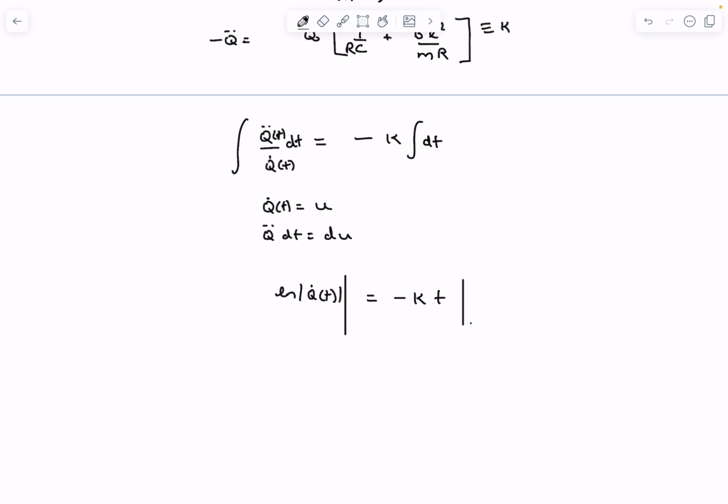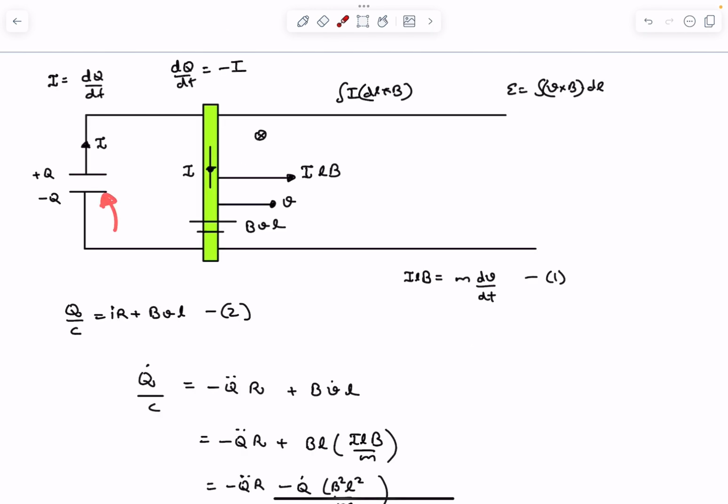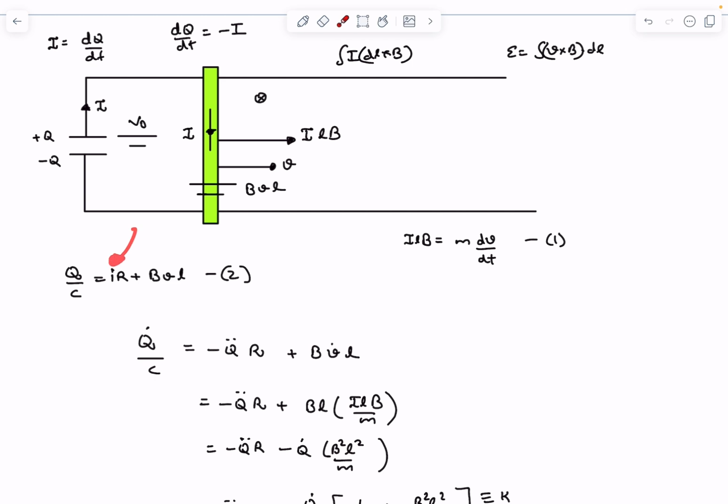So at time t equal to 0, the value of q dot, and q dot is just the current, right? So we want to figure out the value of the current at time t equal to 0. Clearly there won't be any motional EMF because the motion hasn't started yet, right? The rod doesn't have any velocity. So the capacitor is going to act like a voltage source of voltage V0, and the current in the circuit is going to be V0 divided by R. And that you can see from this equation as well.